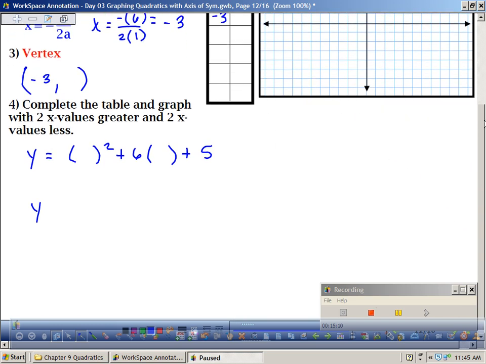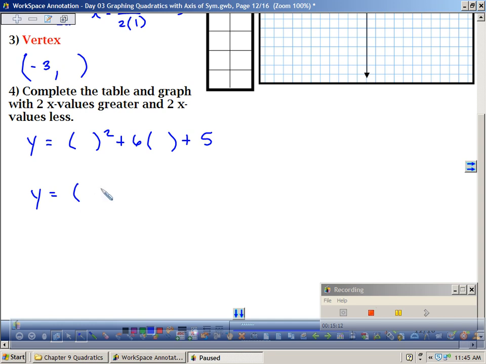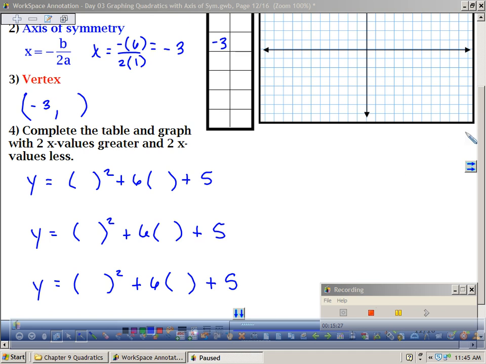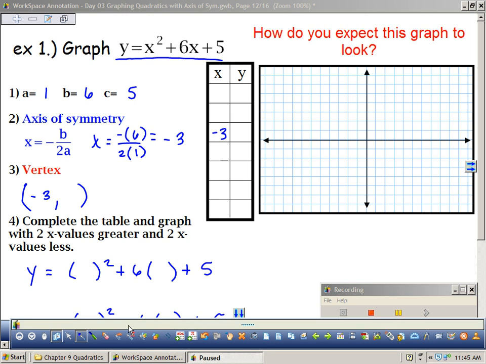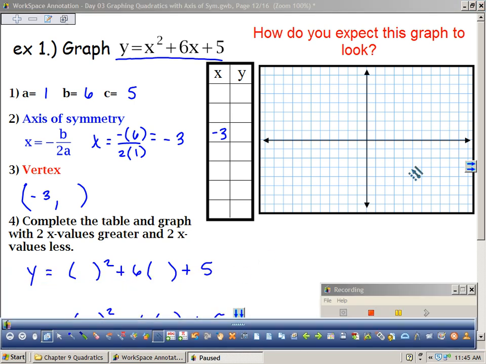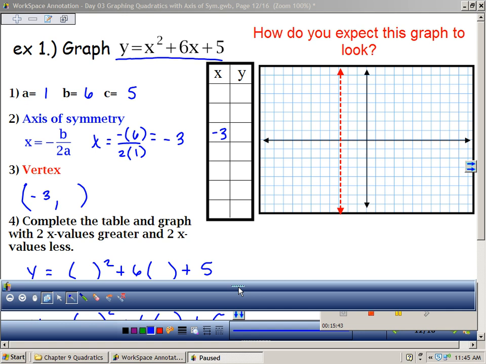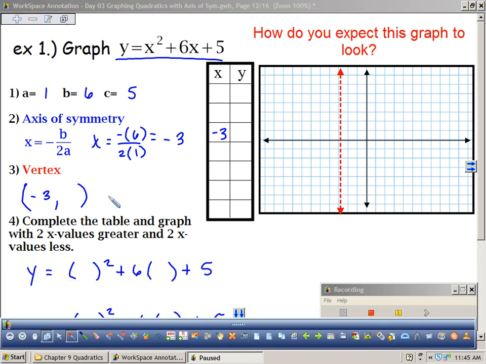That's x. We need 3 of them. Right? We're going to find those 3. I already know my axis of symmetry. What's my axis of symmetry? -3. We just found it. So that's going to help me out a lot. 1, 2, 3. Let's figure the rest of this out.